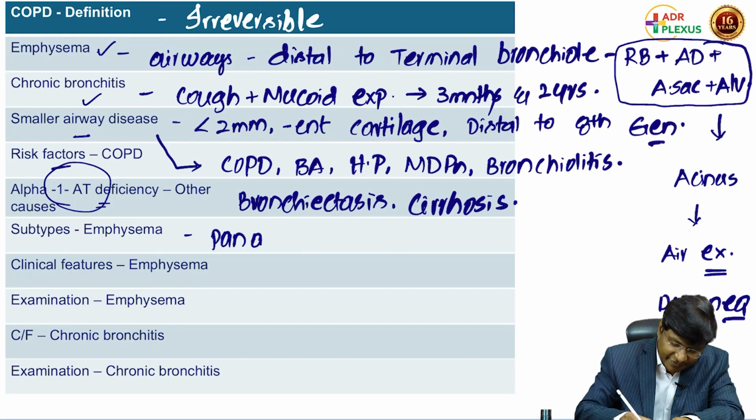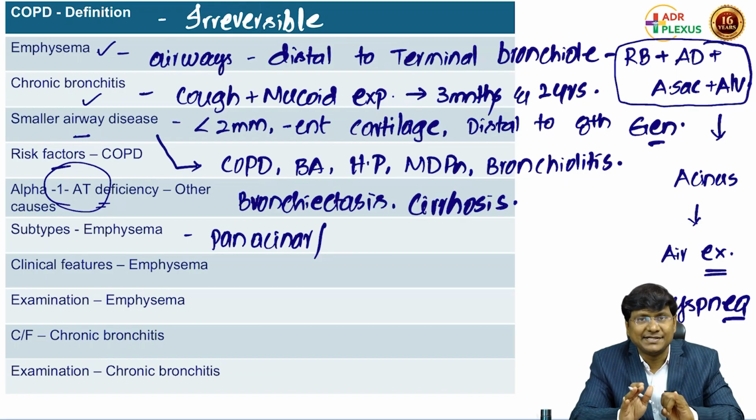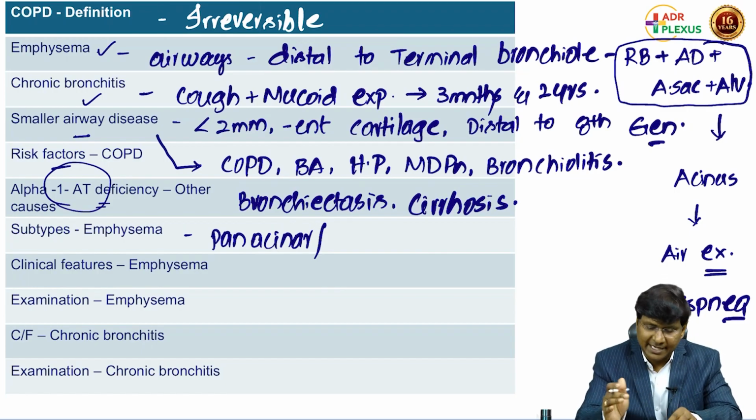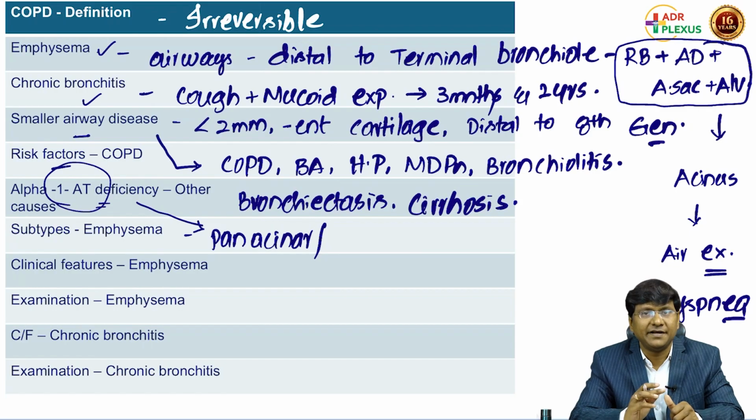One is panacinar emphysema. In panacinar emphysema, the entire acinus, respiratory bronchioles, alveolar duct, alveolar sac, and alveoli, are abnormally irreversibly dilated. Okay, that is panacinar emphysema. And what is the important etiology for panacinar emphysema? That is alpha-1 antitrypsin deficiency. That will cause the panacinar emphysema, right? And which lobes of the lung are commonly affected in panacinar emphysema? It is the lower lobes of the lung which are commonly affected in case of the panacinar emphysema.